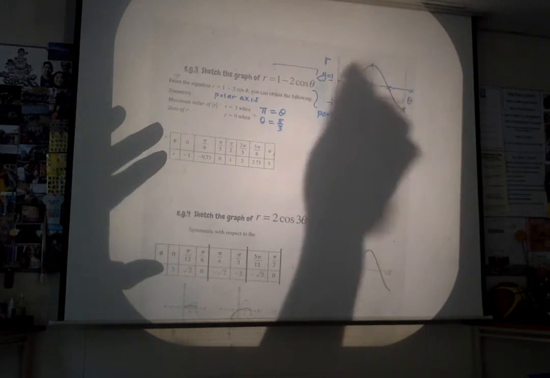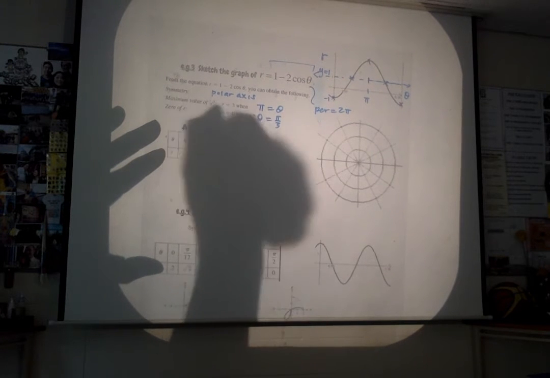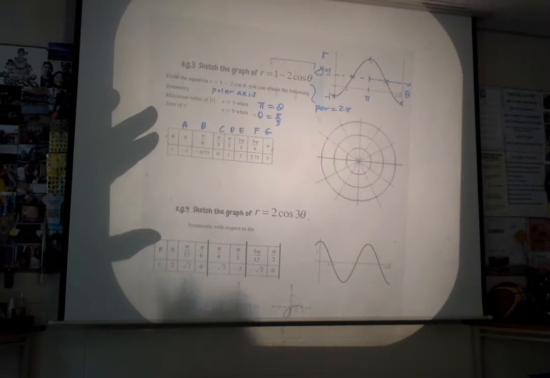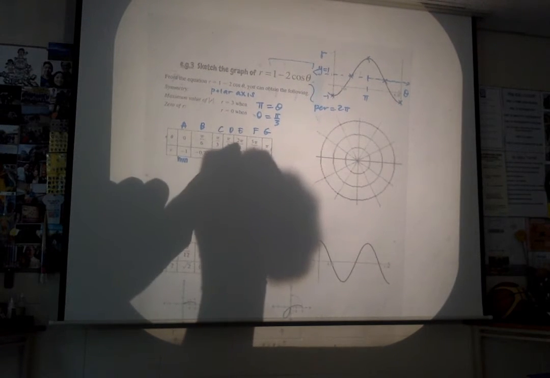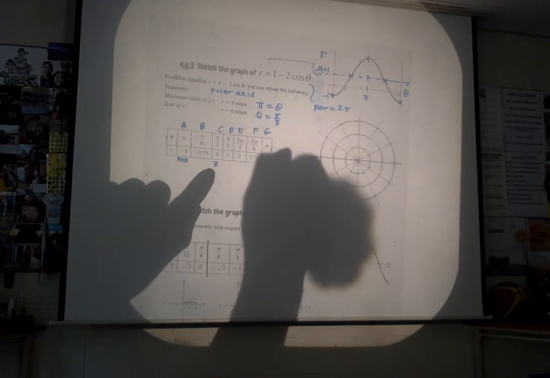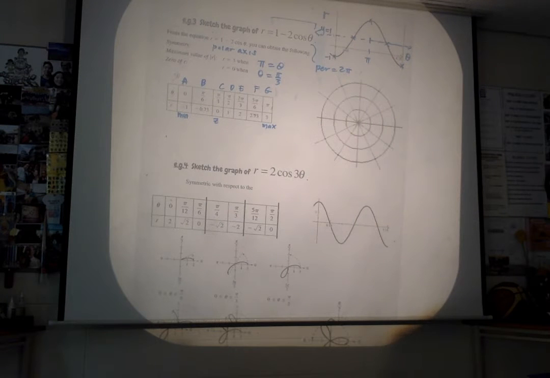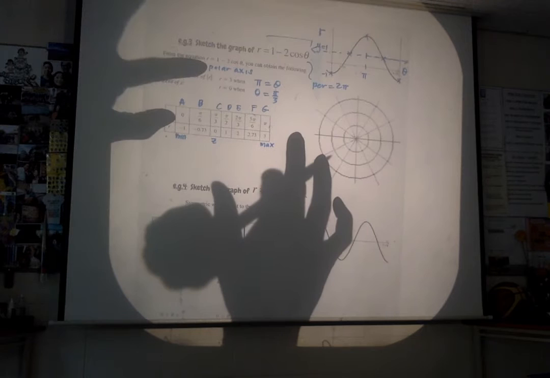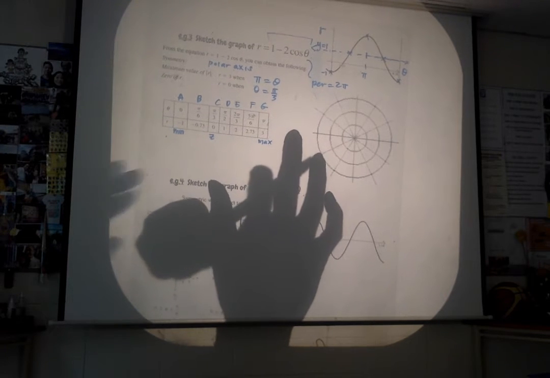So you guys, all those values are reflected here, all right? This is my A, B, C, D, E, F, G. And this is my minimum, and this is my 0, and this is my maximum here. Can you see that? So now, remember, everything after this is a reflection about the polar axis. So we don't need to finish if we don't want to. All right, so let's try this.